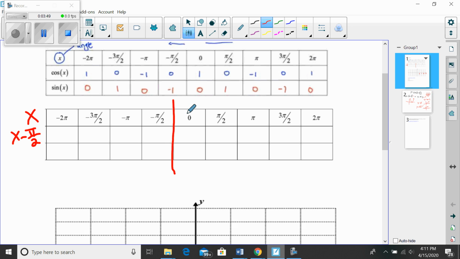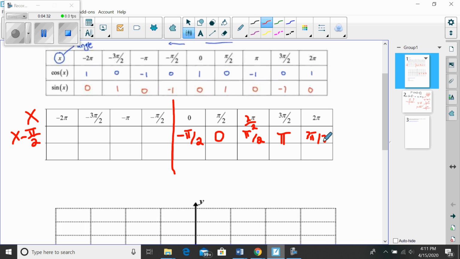So 0, this is my x, take away pi over 2 is negative pi over 2. Pi over 2, take away pi over 2 is 0. I could think of pi as 2 pi over 2 to get a common denominator. 2 pi over 2 minus 1 pi over 2 would leave me with pi over 2. 3 pi over 2, take away pi over 2, leaves me with 2 pi over 2, which is just pi. And then this would bring me to 3 pi over 2.